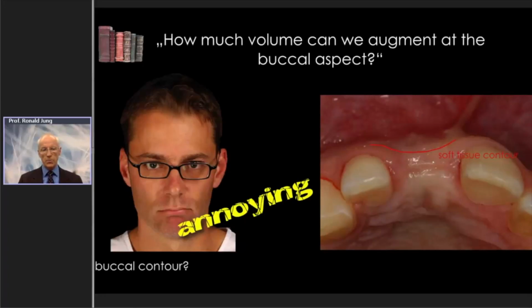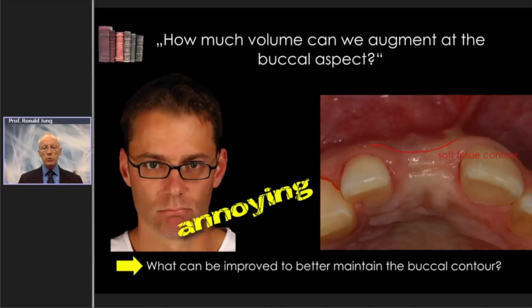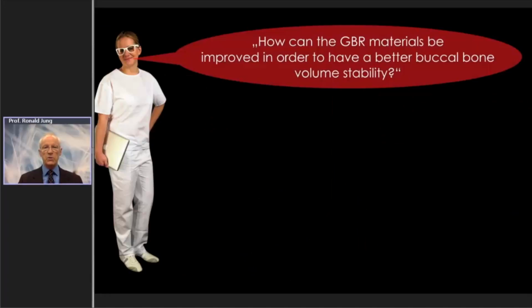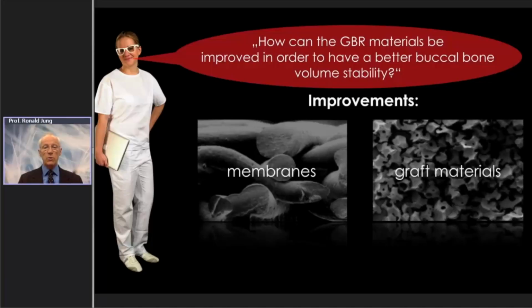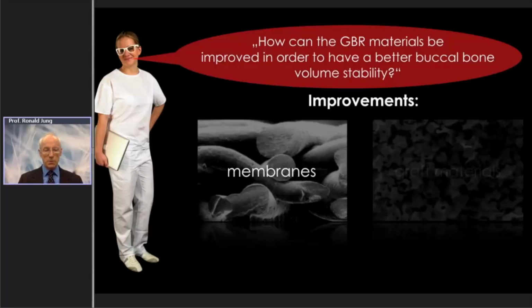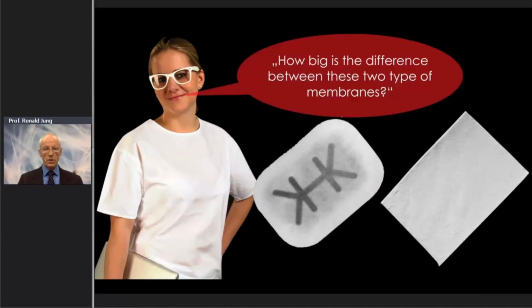What can be improved to better maintain the buccal contour? Or in other words, how can the GBR materials be improved in order to have a better buccal bone volume stability? Well, improvements could be done regarding the membranes or using different forms and types of grafting materials. Let's have a look at possibilities regarding membranes first. How big is the difference between these two types of membranes? We see an EPTFE non-resorbable membrane on the left and a native collagen resorbable membrane on the right.